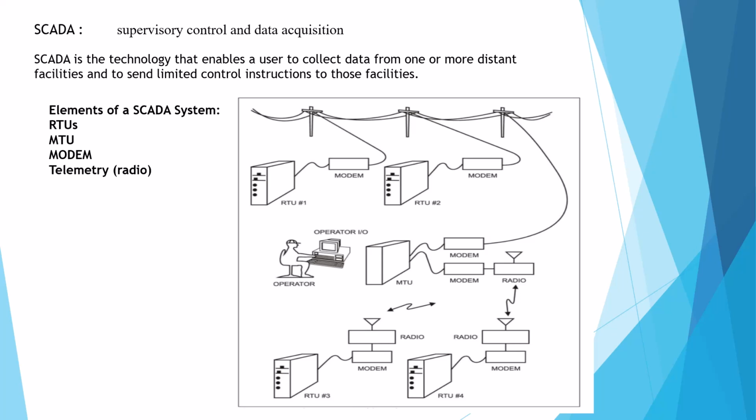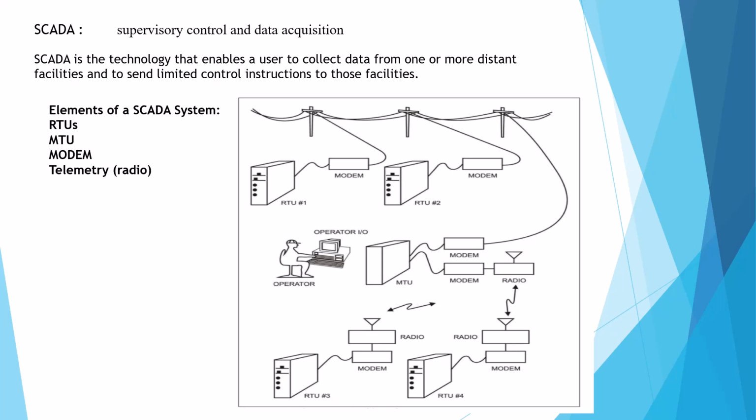RTU means remote terminal unit. Every SCADA system will have a lot of RTUs. So here are the RTUs. Sometimes we call an RTU a slave. MTU means master terminal unit. This is the master terminal unit. Sometimes we call it the master.